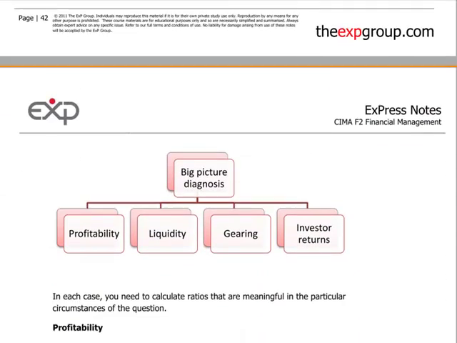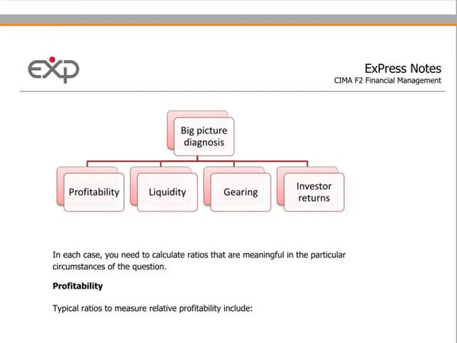Now, in terms of the big picture, what can we do with financial ratios? When we analyze a set of financial statements, what we're aiming for is an understanding of the company's profitability, liquidity, gearing, and investor returns. For each of these categories, you have certain ratios you need to be familiar with, but more importantly, you need to interpret them and also be aware of their limitations.